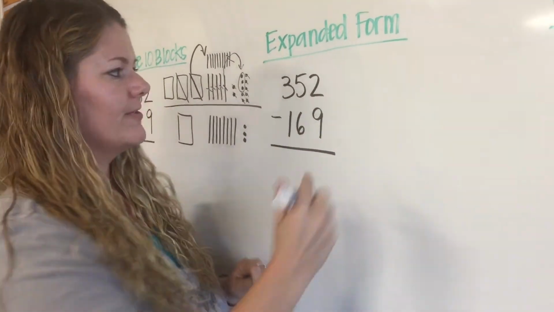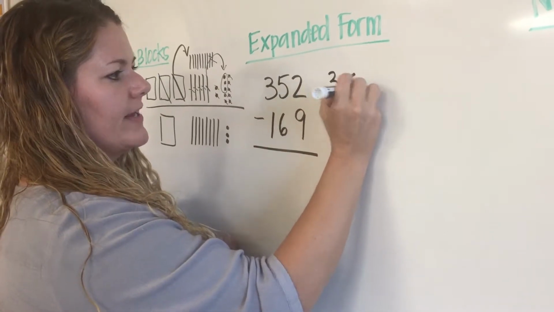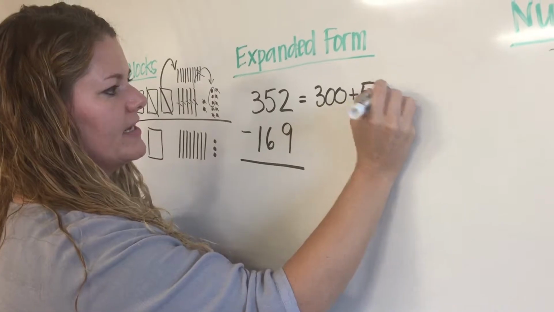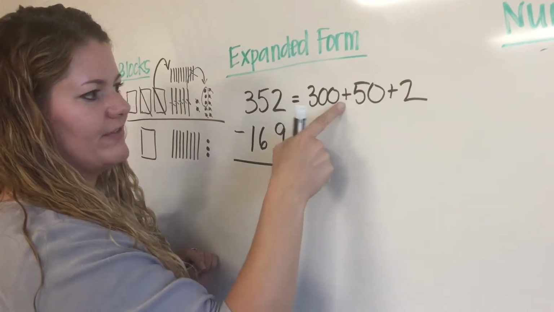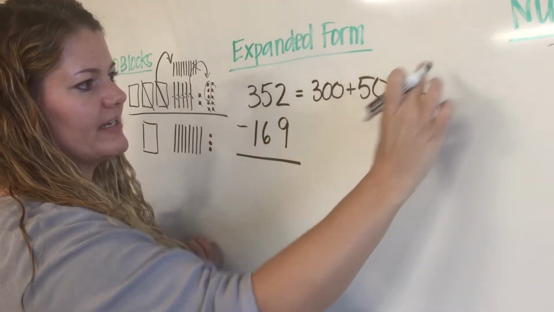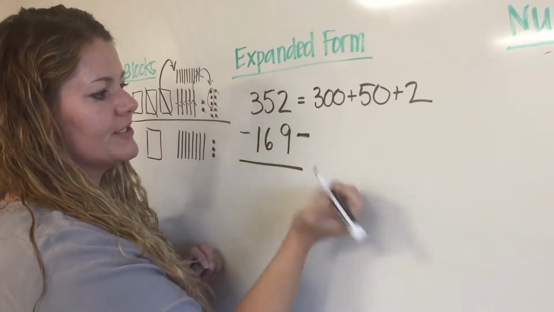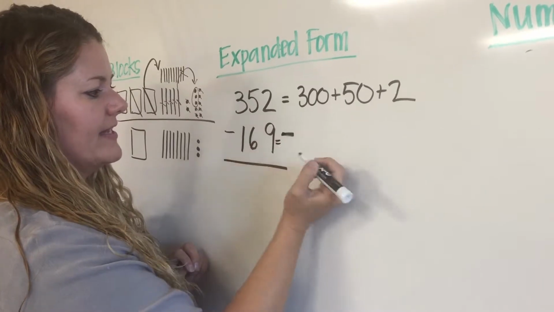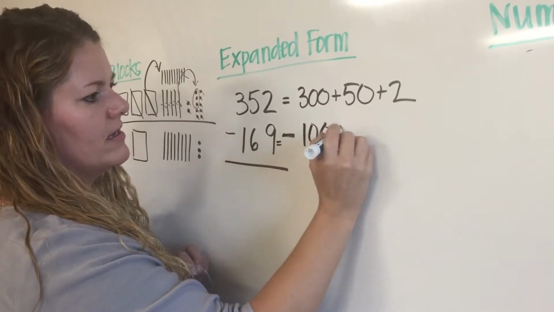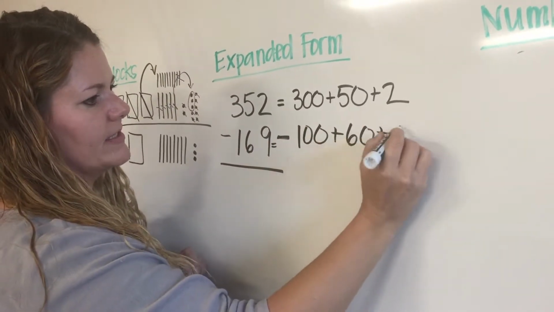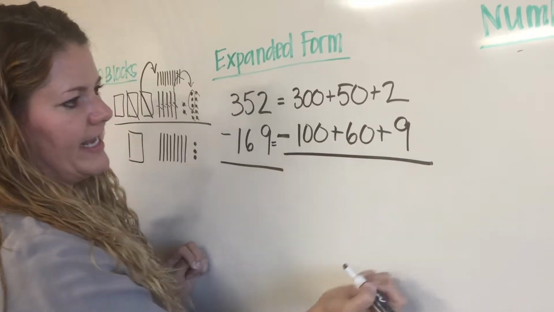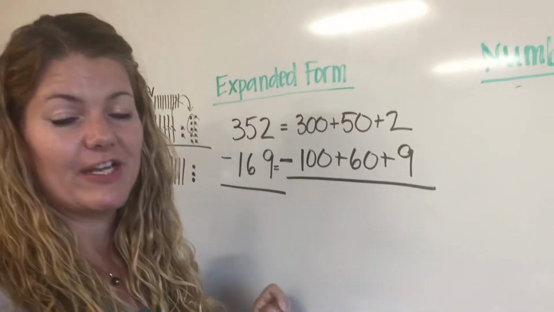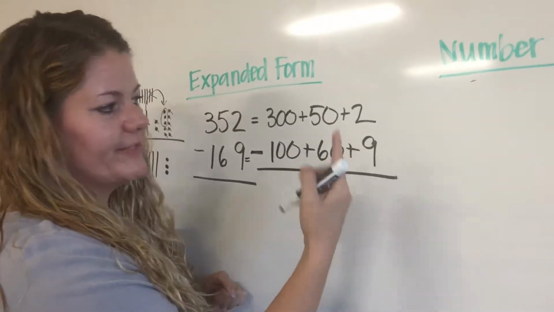I'm going to stretch it out. So we've got 300. So this is the same as 300 plus 50 plus 2. Even though we've got the pluses in here to show expanded form, we're still going to do the operation of subtraction. But this is the same as 100 plus 60 plus 9. Okay, so I kind of showed you on the last video that little poem or chant.